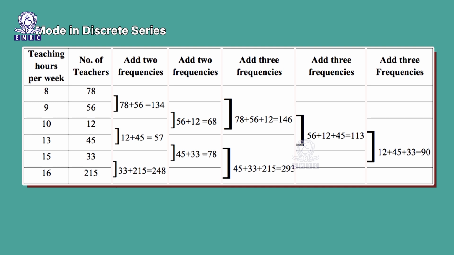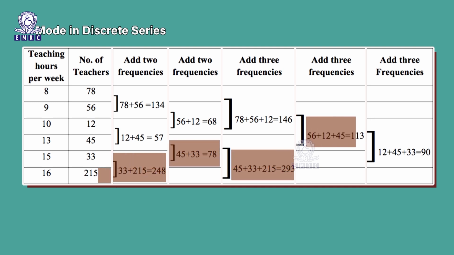The next step is to identify the highest number in each row or column. In the first column it is 215, second column it is 248, third column it is 78, fourth column the highest number is 293, fifth column it is 113 and sixth column 90 is the highest number.